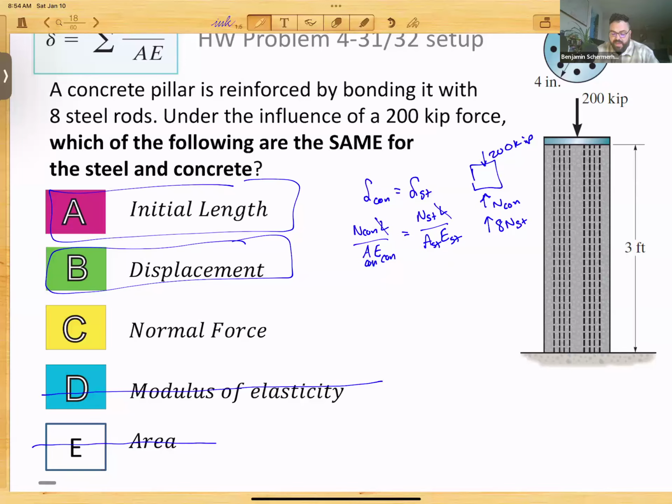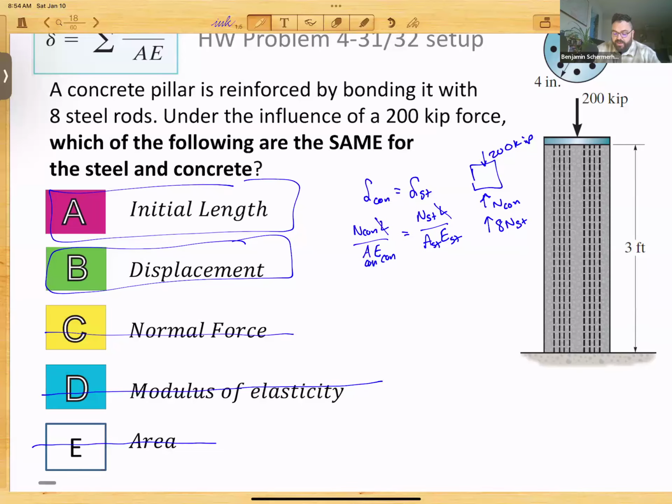The lengths are going to be the same. And because the A's and the E's are all different, the normal force is also going to have to be different. There's no way that the normal force in those is going to be the same. So the normal force is going to be different. That's something we want to keep track of, and why, as we start to do these free body diagrams with materials that are bonded onto other materials, we're going to want to account for the fact that we have different normal forces.